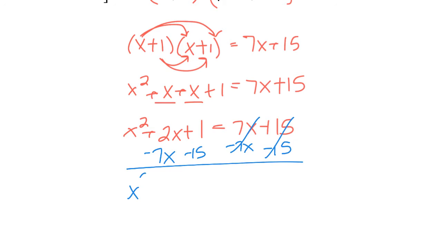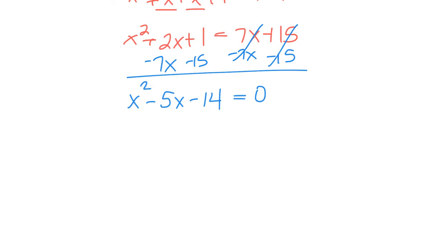So you end up with x squared minus 5x minus 14 equals 0. So we're going to have to factor this in order to solve. There's 3 terms, so I need to use my AC method. A is a 1, B is a -5, C is -14. So I need two numbers that will multiply to be -14, but also add up to be -5.